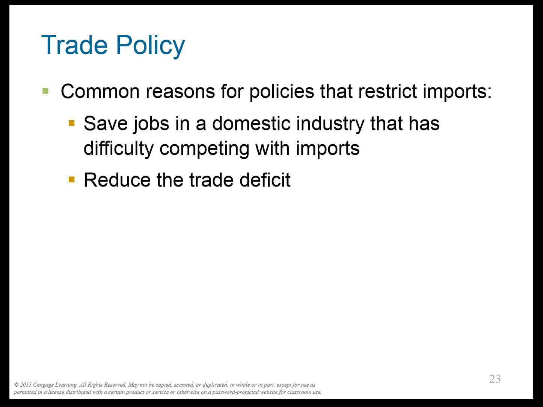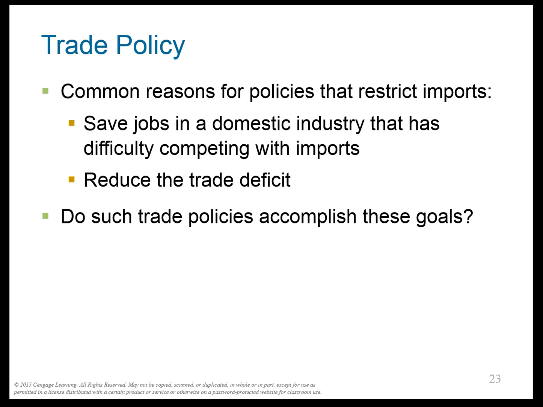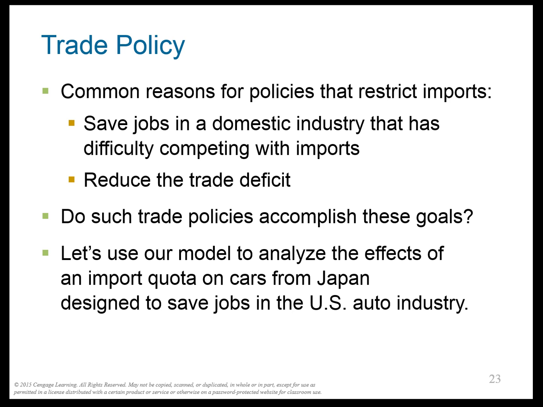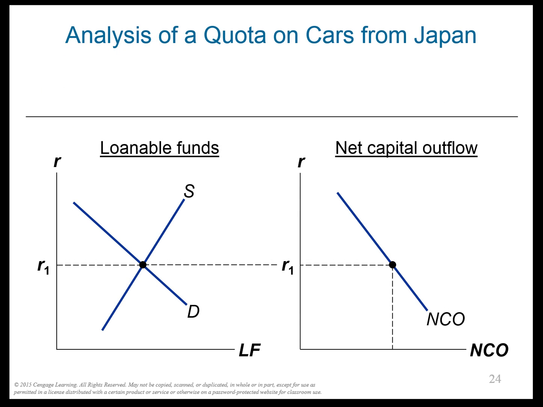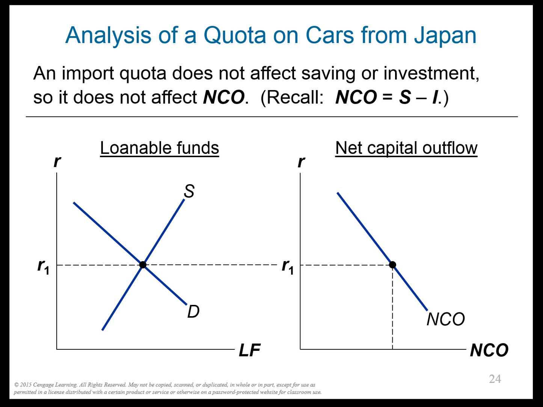Someone else might say, well, actually, we're also going to try to reduce the trade deficit, right? We can't have net exports be so negative, so if we keep out imports, it's going to help the trade deficit. So let's use our model to see if an import quota helps these goals, all right? So we're going to imagine an import quota on cars from Japan designed to save jobs in the U.S. auto industry. Well, an import quota does not affect this market at first, right?